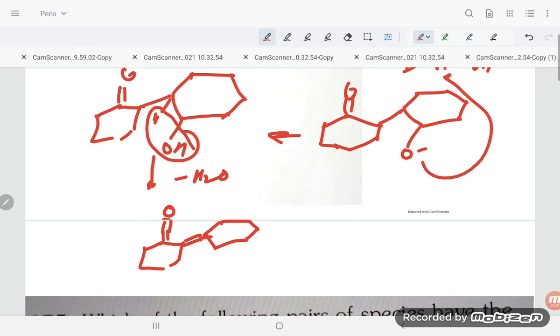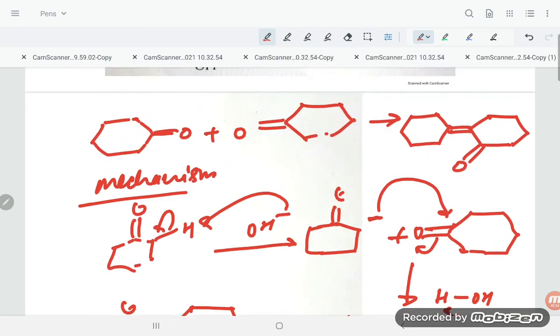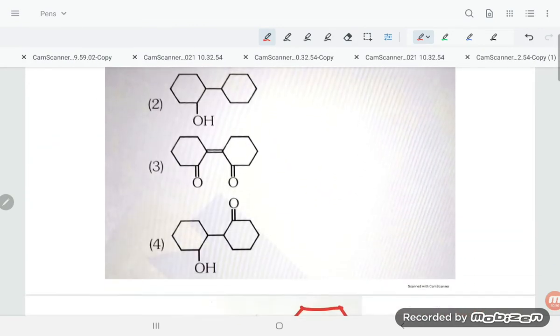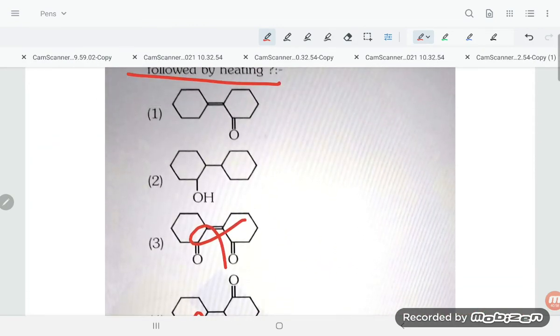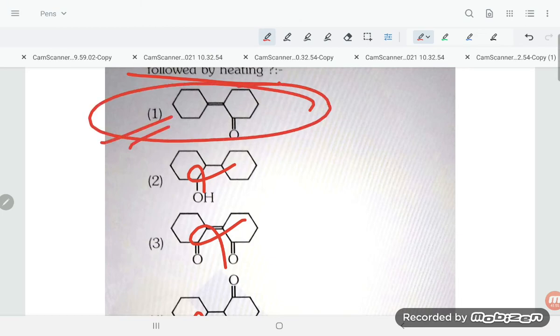So this is our required product, students. Let us see what the required product is here. This is not, this is not, this is our option number A is the required product.